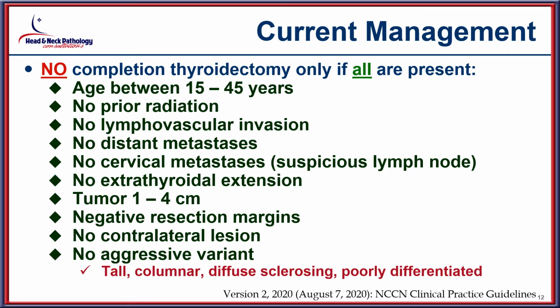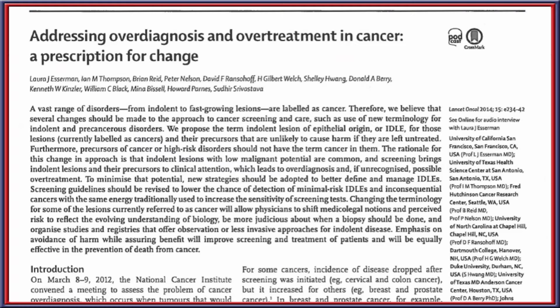So if you put this in a different context where no completion thyroidectomy is performed, you can see that you have to have every single one of these features present before someone will not do a completion thyroidectomy. And so you can really tell that there is a major bias by the industry, at least in current management guidelines, to do a total thyroidectomy.